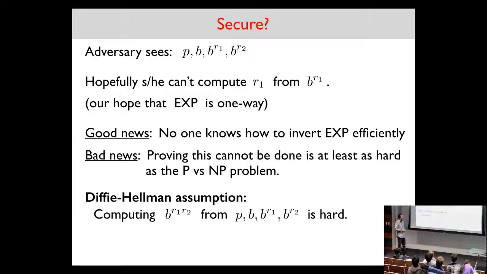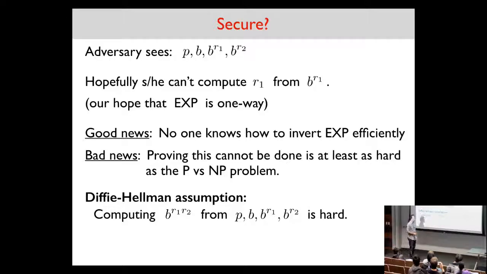But that's not all, because this is not really the only way you could crack this system. If you want to be more careful about it, what you should be asking is: is it possible to compute B to the R1 R2, which is the secret shared by the two parties at the end of the protocol, from the knowledge of P, B, B to the R1, B to the R2? This is what the adversary sees. So that's really what you want. You want this to be hard.